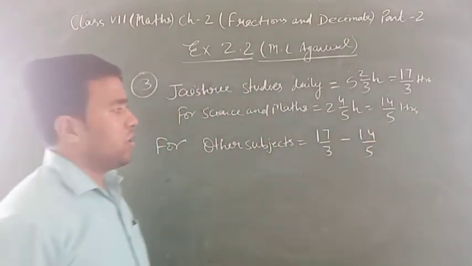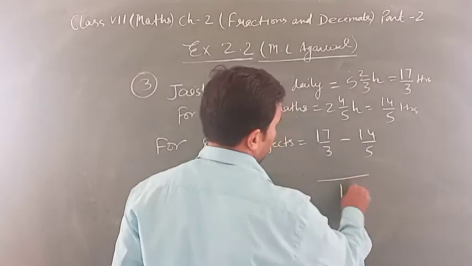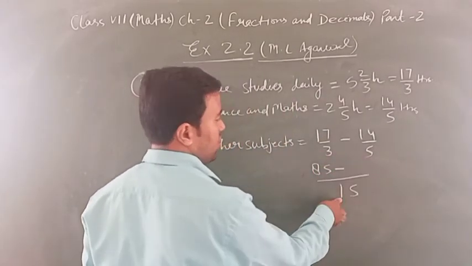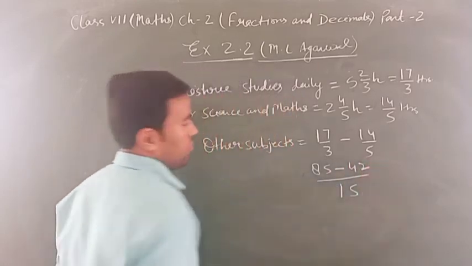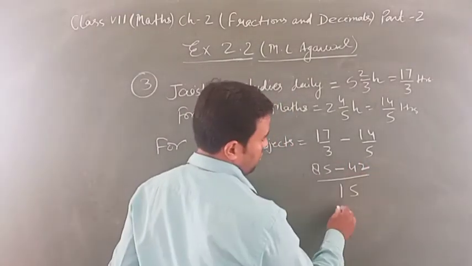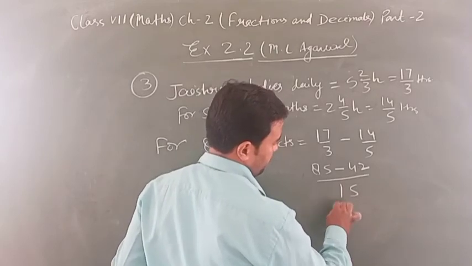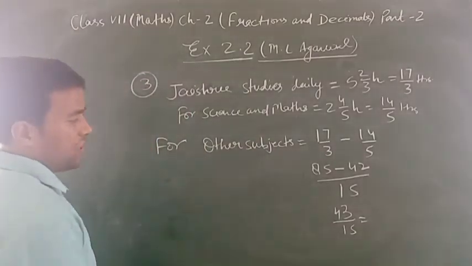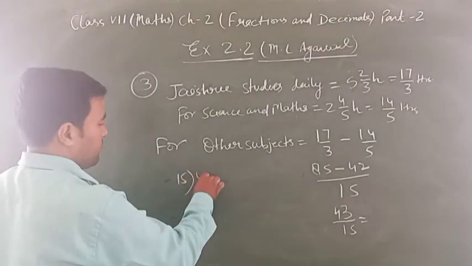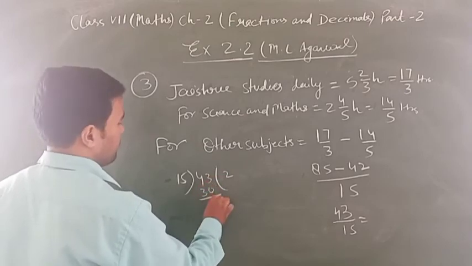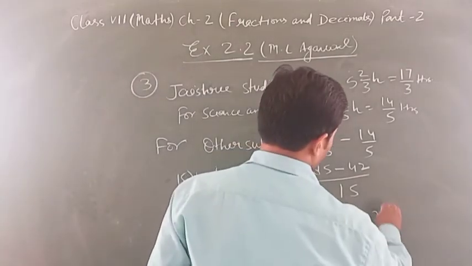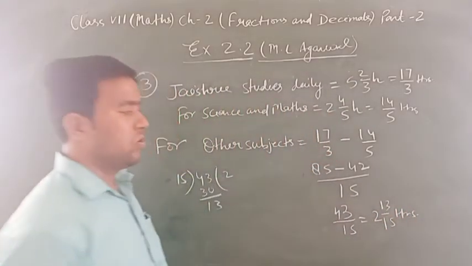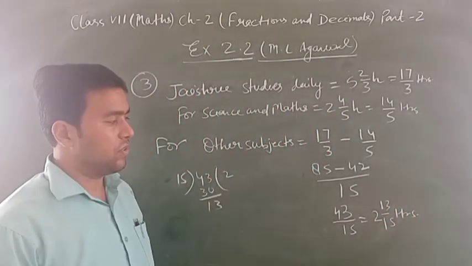Clear? So LCM of 3 and 5 is 15. 3 5 are 15, 17 5 are 85. 5 3 are 15, 14 3 are 42. 85 minus 42, 43 by 15. 43 by 15 you will change in mixed fraction. 15 2 is 30, means 2 whole 13 by 15 hours.